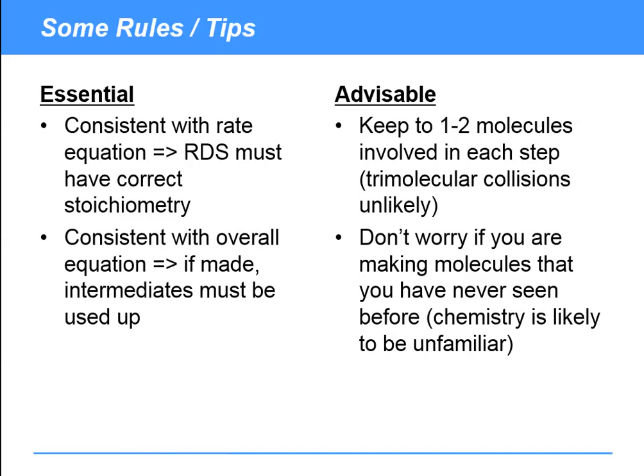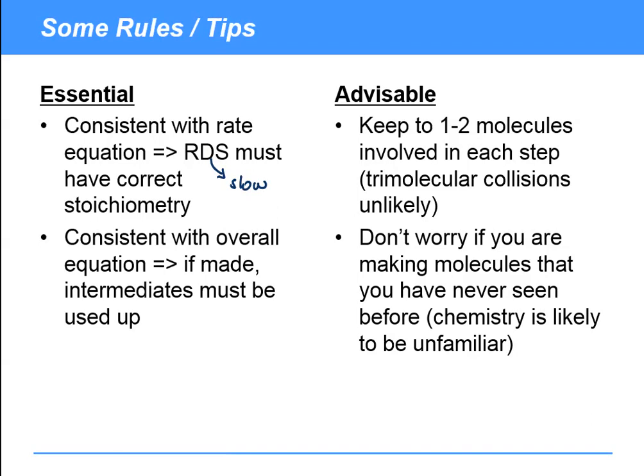The two essential features of a useful, plausible, reasonable, correct, mark-worthy reaction mechanism are these. Number one, consistency with the rate equation. The rate determining step, that's the slow step in the reaction, must have the correct stoichiometry as predicted by the rate equation. If you're not sure about that, go back to the last video to see what that means. Second, it's got to be consistent with the overall equation. What that basically means is that if you make some intermediates in your mechanism, then they must be used up, because otherwise they would be products of the reaction. Those two things are essential.